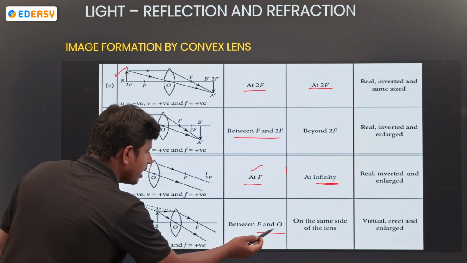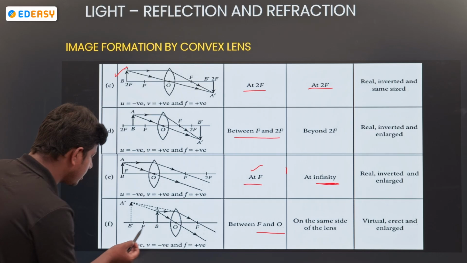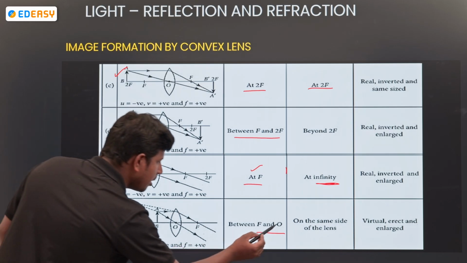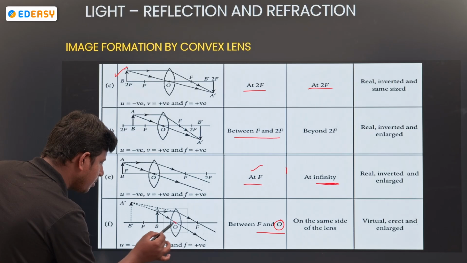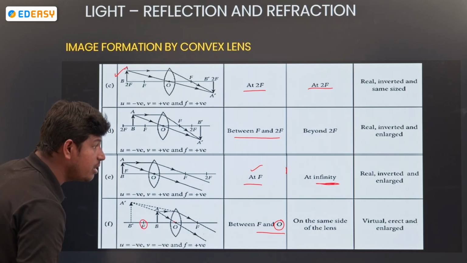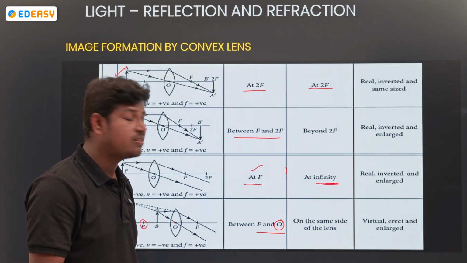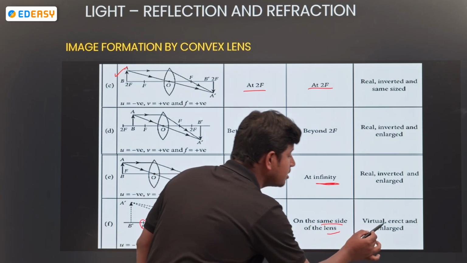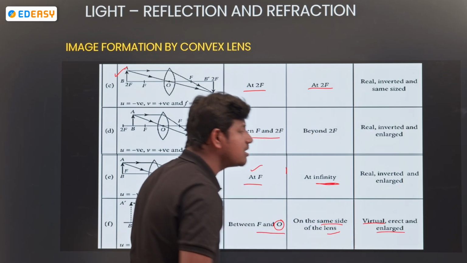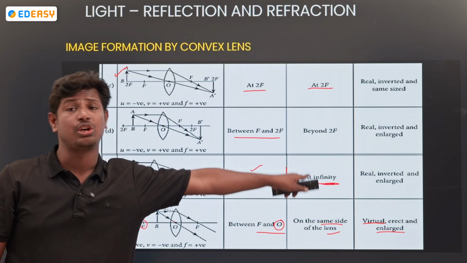Between f and O, the object is between the optical center and f. Where will the image be? On the same side of the lens. Except in this case, all the cases are real images only.